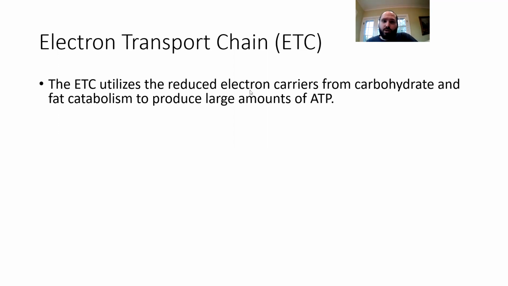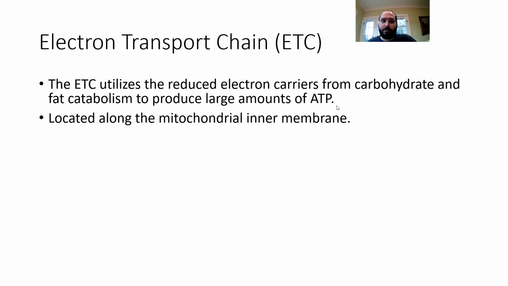The electron transport chain utilizes the reduced electron carriers from carbohydrate and, as we'll see later, fat catabolism to produce large amounts of ATP. It is located along the mitochondrial inner membrane. Two terms that are going to come up a lot in the rest of this lecture are inner membrane and intermembrane space. I'm going to be enunciating my T's very obnoxiously, just so we're clear when I'm talking about inner membrane versus intermembrane space, okay?